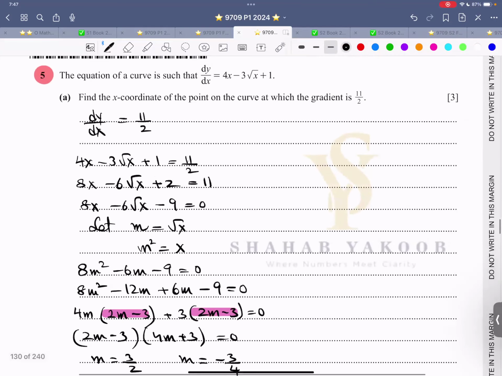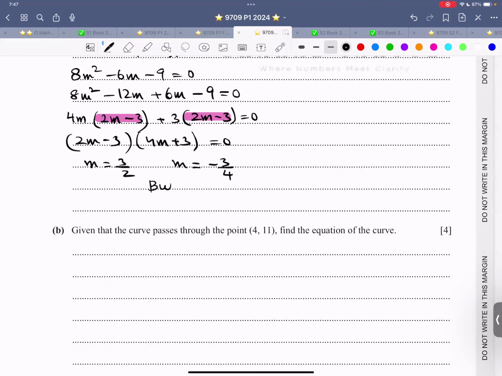But what is x over here? What is m over here? That is root x. But m is equals to root x. So root x is equals to 3 over 2. Root x is equals to minus 3/4. Therefore, from here, x is 9 over 4. From here, x is 9 over 16.